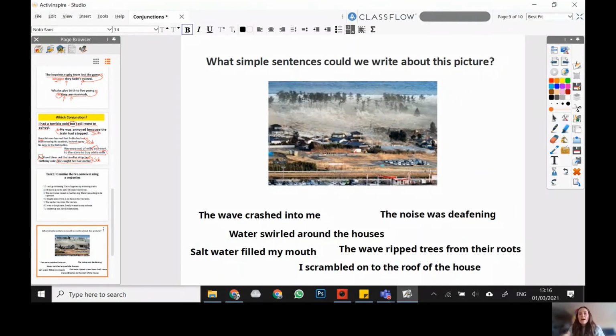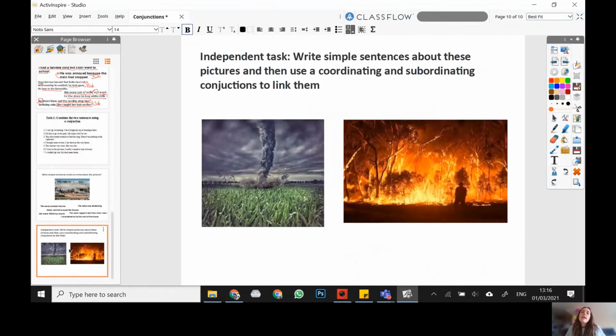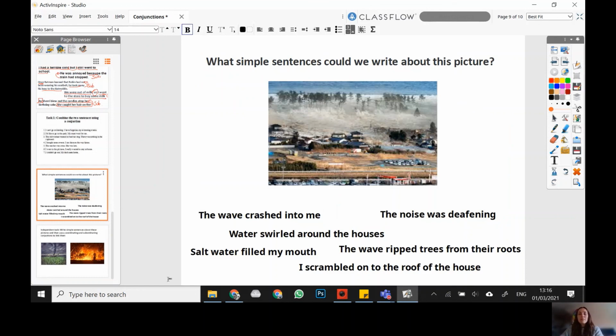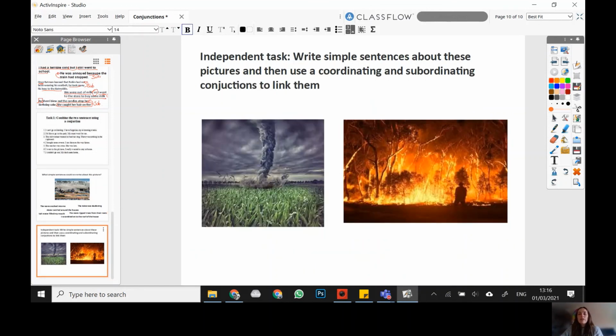Right, so guys, what we're going to do for our next activity is I've got 2 pictures here, one of a tornado, one of a bushfire. You are going to do exactly what I just did. You're going to first write some simple sentences about a tornado. So what can you see, hear, feel, smell? So grass was being ripped, or it crashed into a barnyard. The roaring of the wind filled my ears. And then same for the bushfire. And you're going to use a subordinating or coordinating conjunction to make sentences that are more interesting and having lots of detail in them. So you can pause the video now and do that.